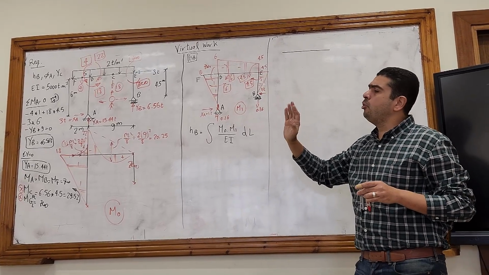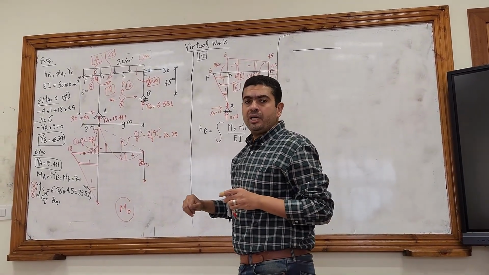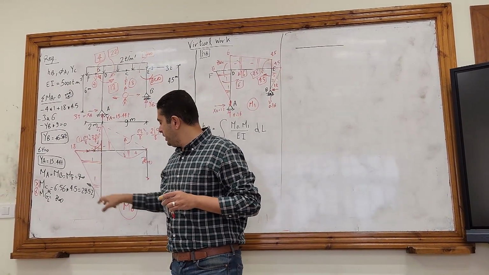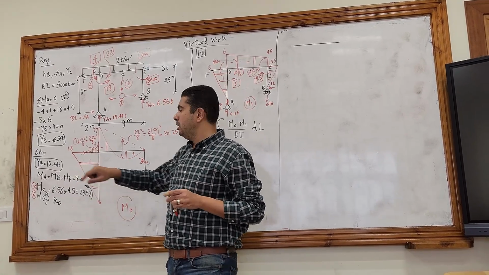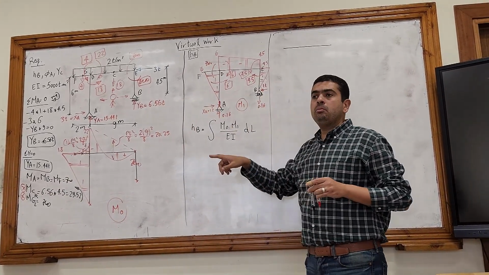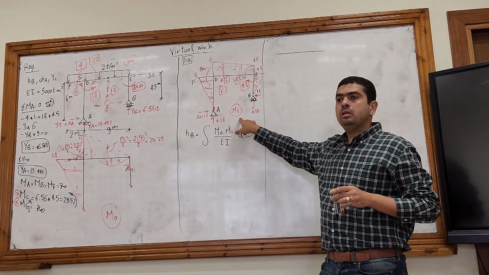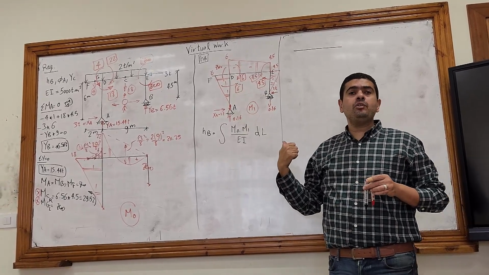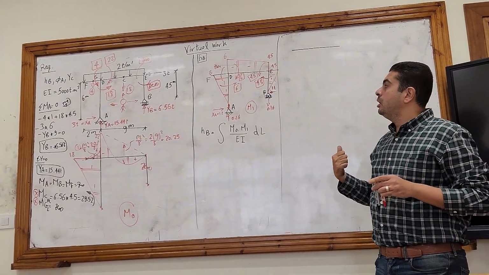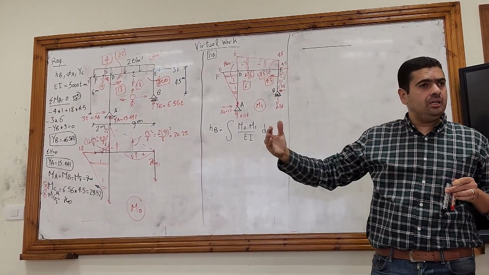Let's say the column AD. What was the bending moment diagram for this member in case M node, or in M0? It was a triangle, right? What was the bending moment diagram for the same member in M1? It was also a triangle. So now I will give you an equation to integrate, not a triangle with a triangle.